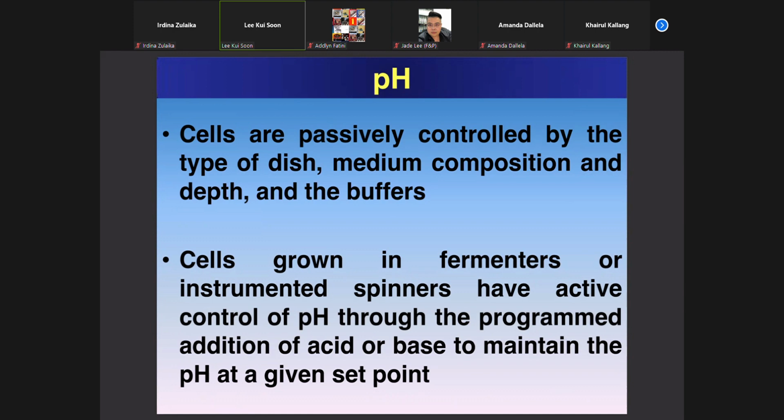And sometimes metabolites may sediment, so they will very much affect the cells at the bottom. Right? So cells grown in the fermenter or the instrument spinner have active pH control through programmed additions of acid and base to maintain the pH at a given set point. So we have the spinner. The spinner helps to stir the media so that the nutrients, pH, and gas will be distributed evenly to every single cell, right?